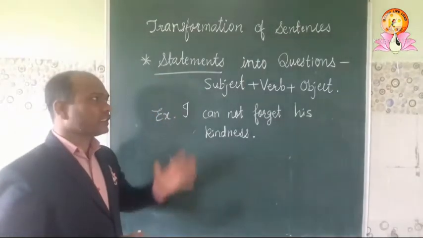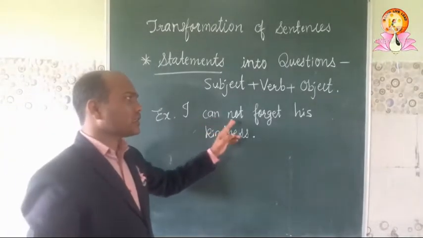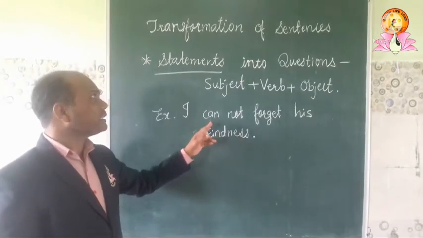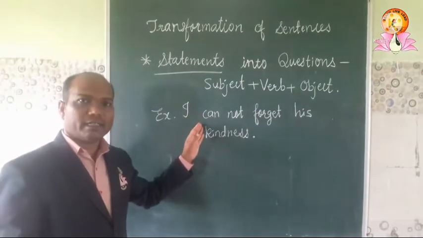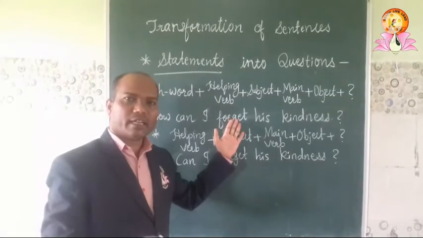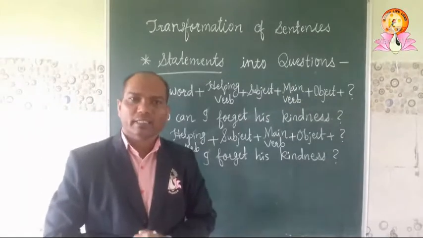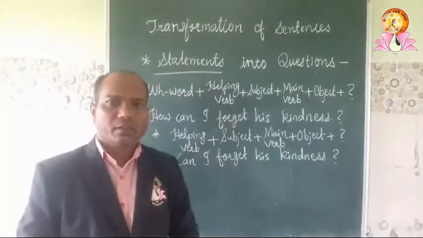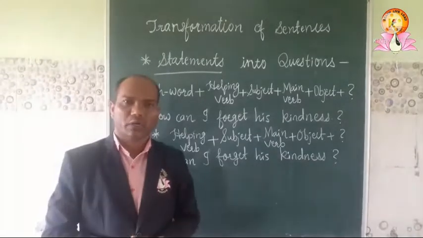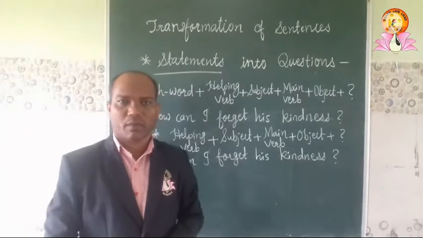Now, let us understand it with the help of example. For example, I cannot forget his kindness. Here, this is the statement. It is in negative form. Now, dear friends, let us understand what are questions or interrogative sentences. A sentence which asks questions is called an interrogative sentence. An interrogative sentence ends with question mark.